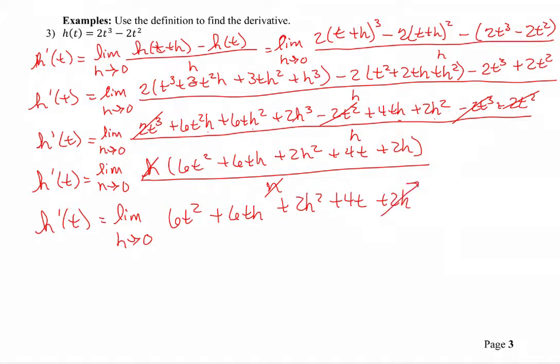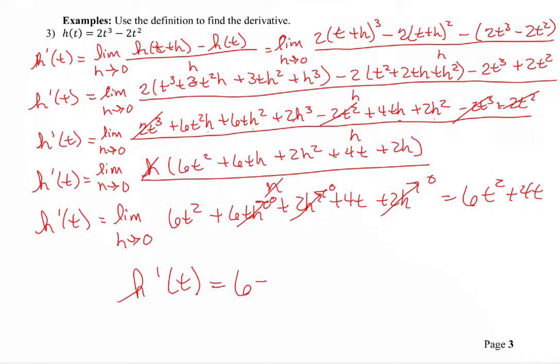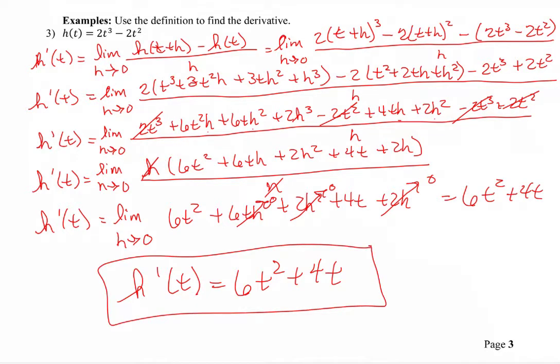Now, if I look at as h goes to 0, those three terms are going to go to 0, and I'm left with 6t squared plus 4t, and so h prime of t equals 6t squared plus 4t. All right?